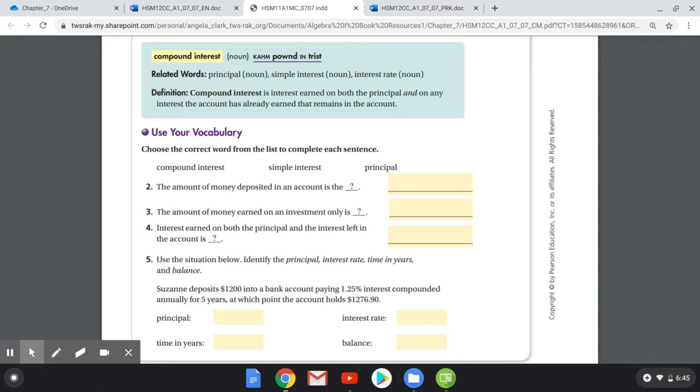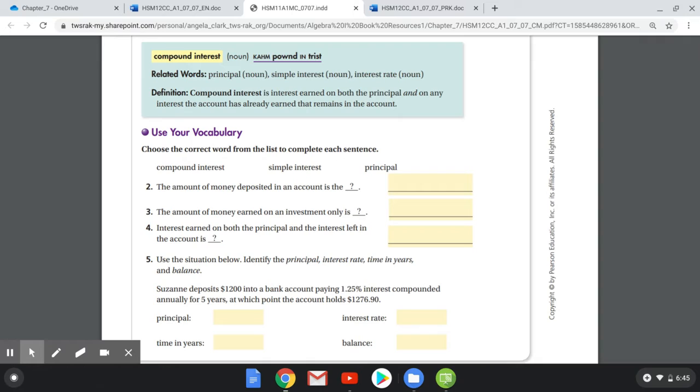Okay, so say you get 12% interest per year, you have $100 in the bank account. If you just have simple interest, then at the end of the year, you just get $12 in interest, right? Because 12% of 100 is just 12. So at the end of the year, you'd have $112.